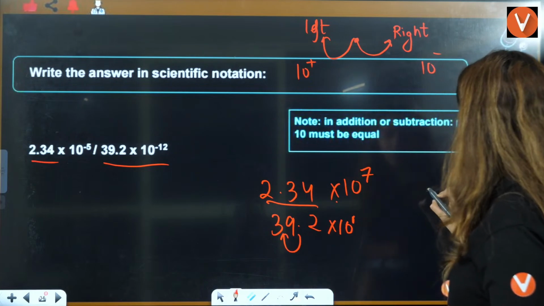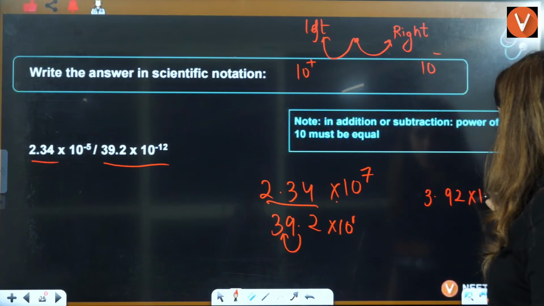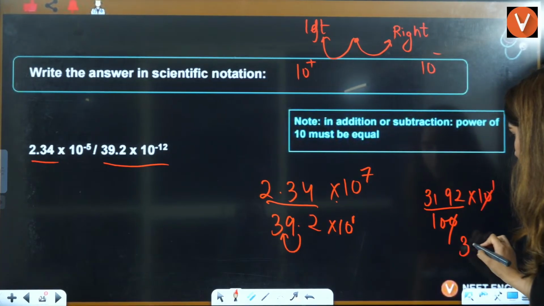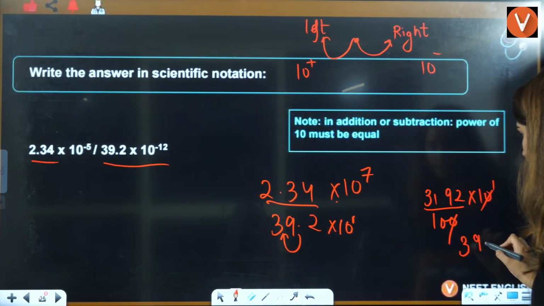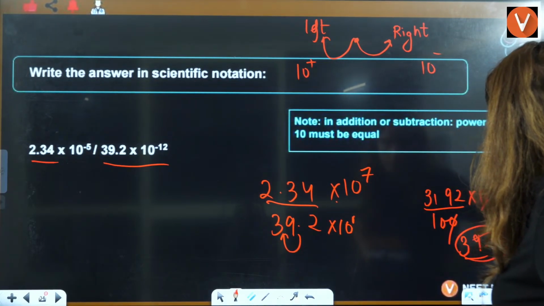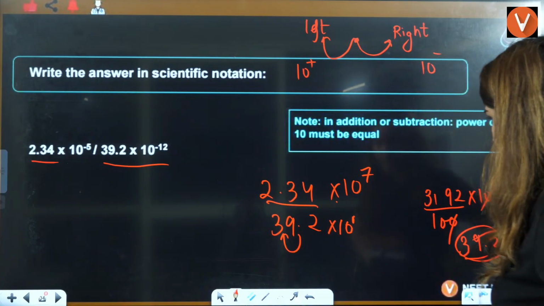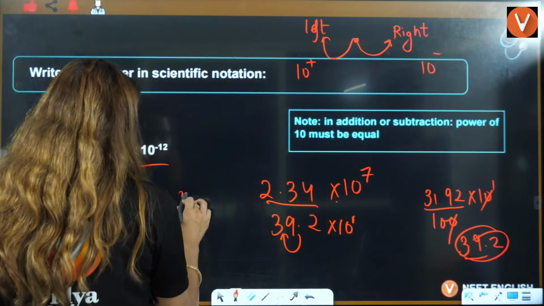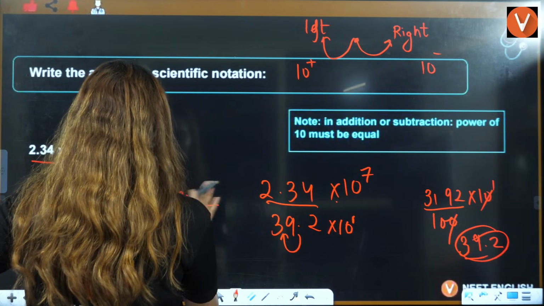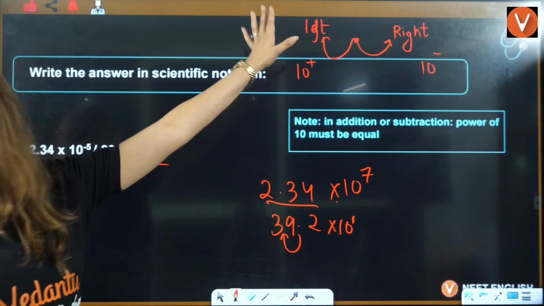Okay, how, ma'am? If you see this, 3.92 multiplied by 10 raised to 1 is nothing but, if you make it here, this zero will cancel. So this will become 39.2 only. Wait a minute. 39.2 multiplied by 10 divided by 10. This will move to here. Yes, that I have written here. This is what you can use.